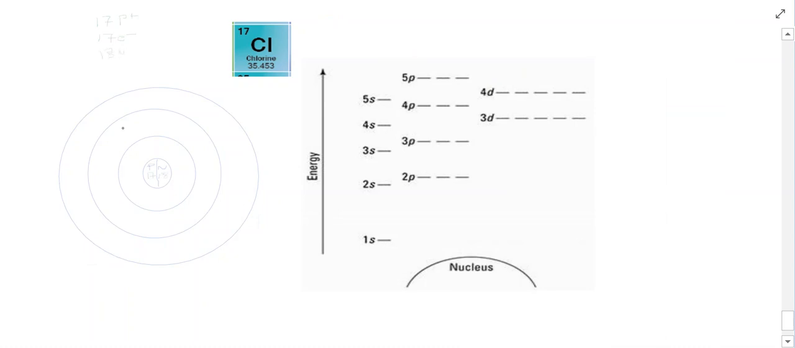So we can use this Bohr structure and write out the arrangement of these electrons. 2 of them are going to be within the first energy level. You're going to have 8 in the second energy level, so 8 electrons here, which gives you 10. Then you have to have 7 electrons in the outer energy level.